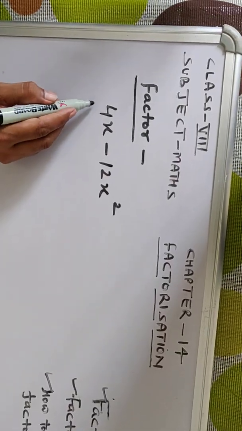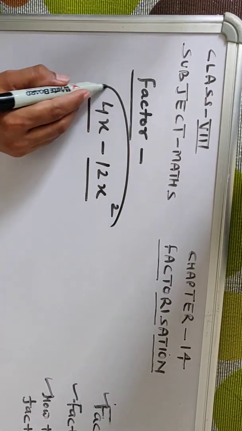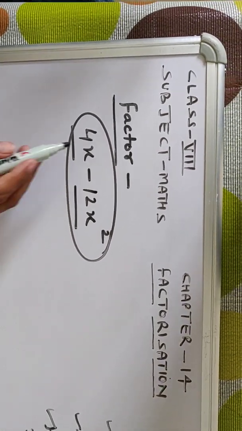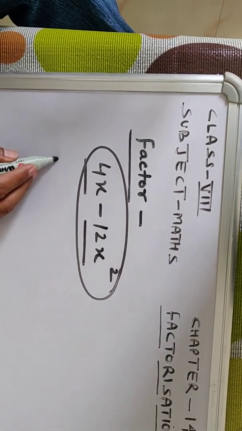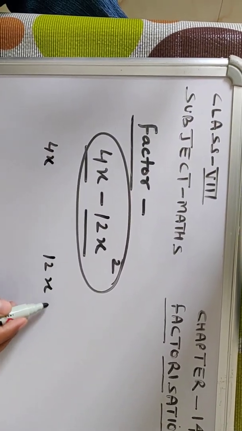Okay, now take the example 4x minus 12x square. This is an expression and we will find out the factors of this expression. So in this expression there are two terms. One is 4x and the second is 12x square.